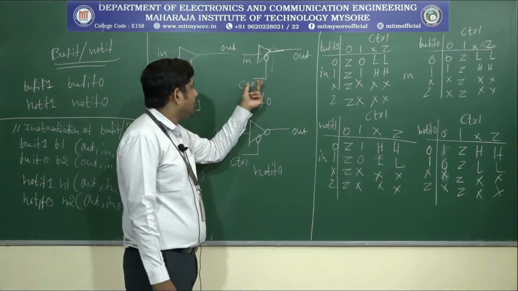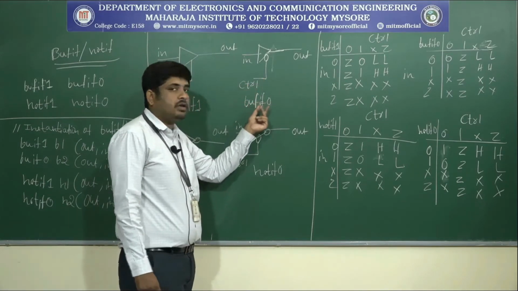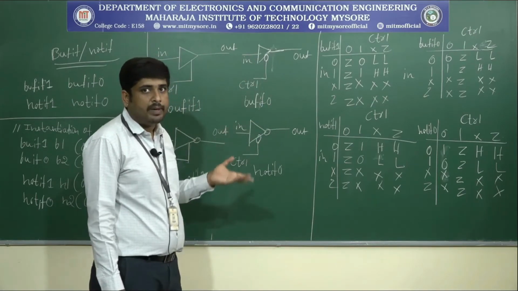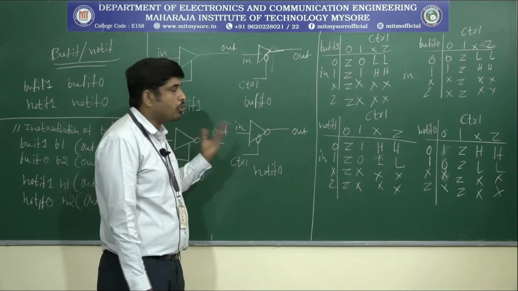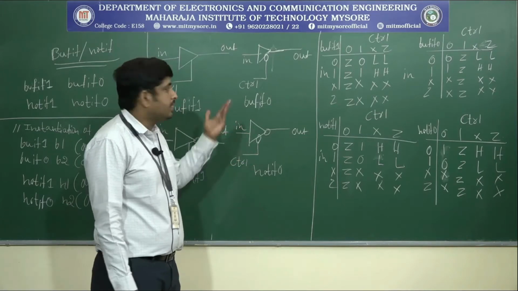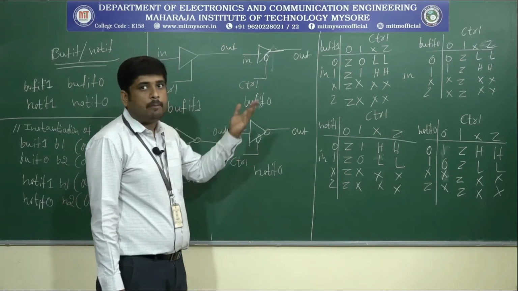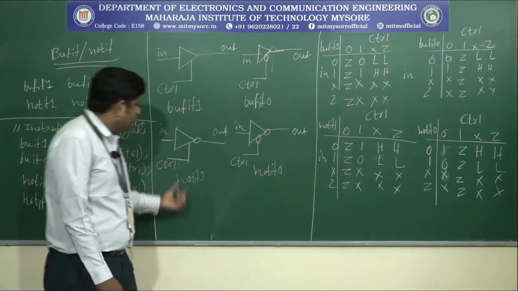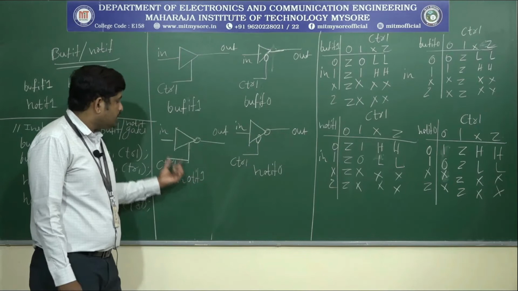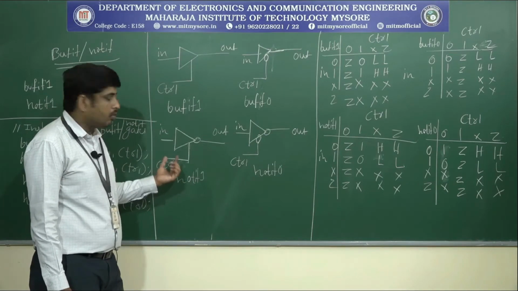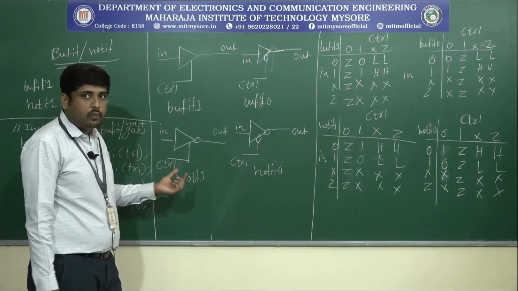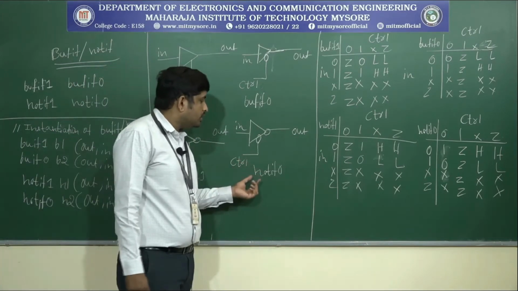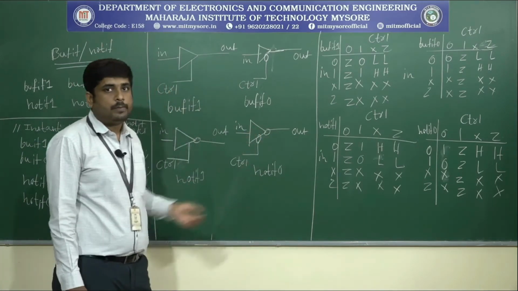Again, control applied here, then we name it bufif0. Why bufif0? Because the control signal is complemented. We have to apply the control signal as the complement, that is 0, and only at that time the output propagates. So here, notif1 and notif0. Why do we call it notif1? Because you have to apply logic 1 to the control signal and at that time the output propagates. Here the control signal is logic 0 and at that time the output propagates.